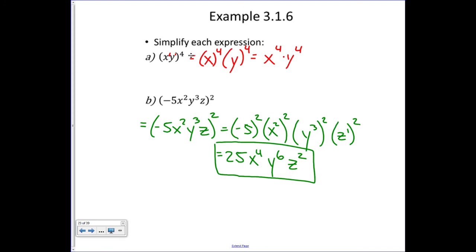So remember, if you have something in parentheses raised to a power and it's more than just one variable, you can break it up and raise each variable or each number to the power independently, and then multiply all the answers.